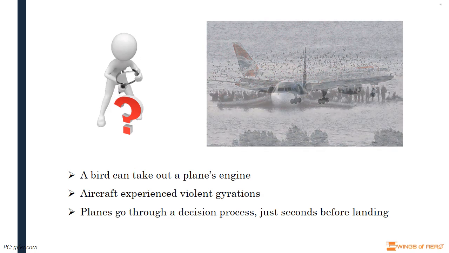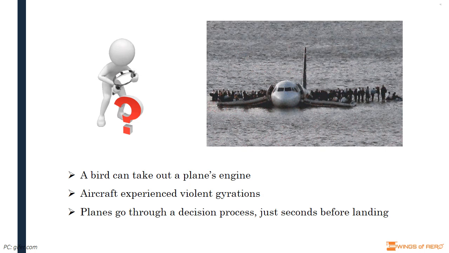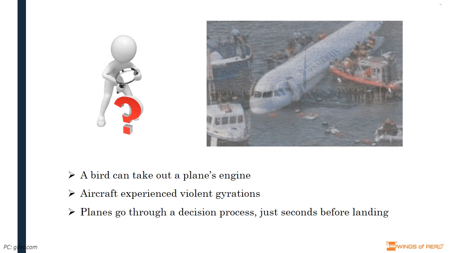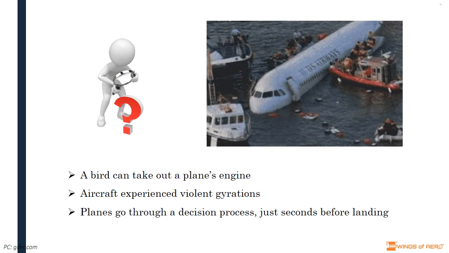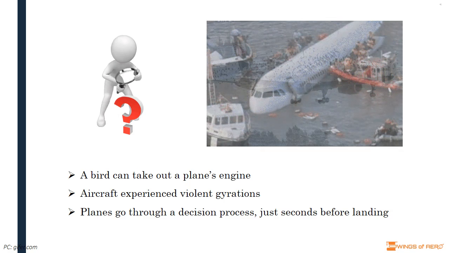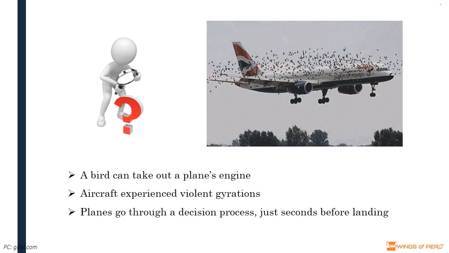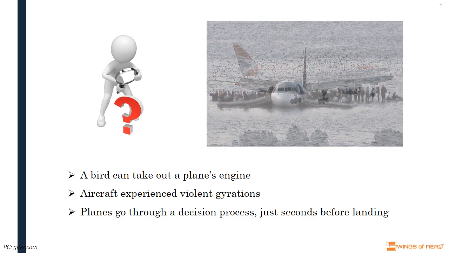Planes go through a decision process just seconds before landing. Just when an aircraft is about to land, pilots go through what is termed the decision altitude or decision height. At this point, if they are able to see the runway and its lights, they can continue the descent. Else, they must ascend again and perform a go-around.